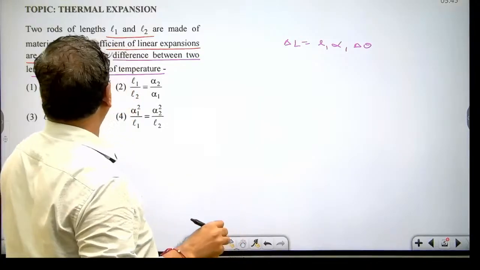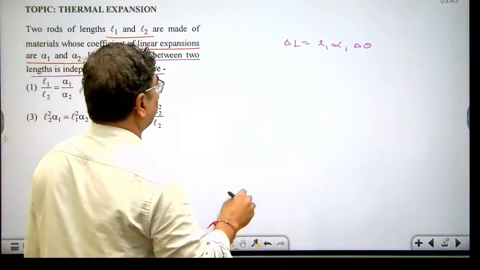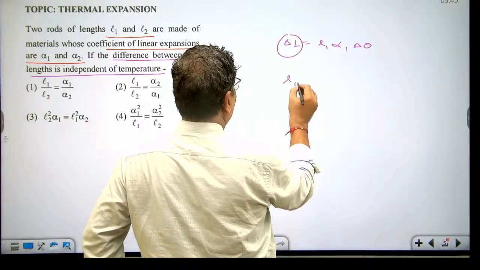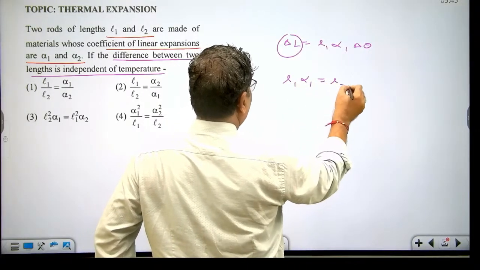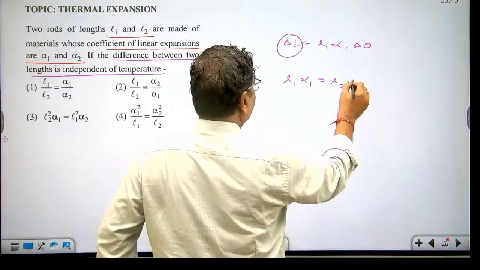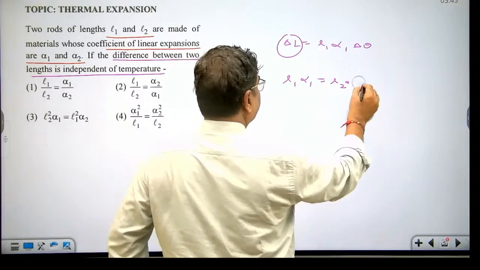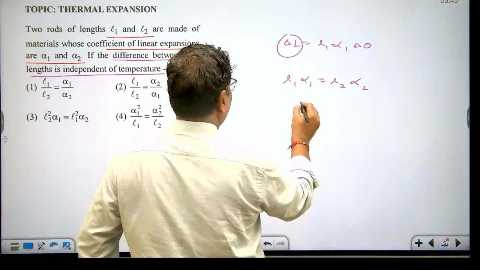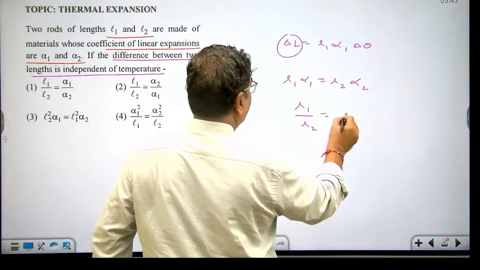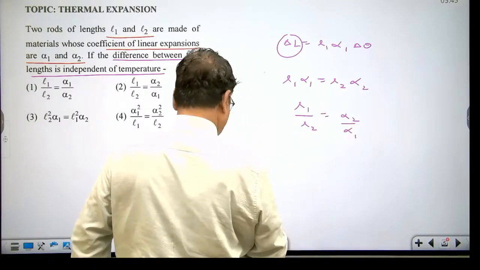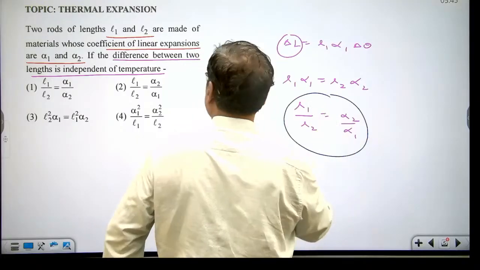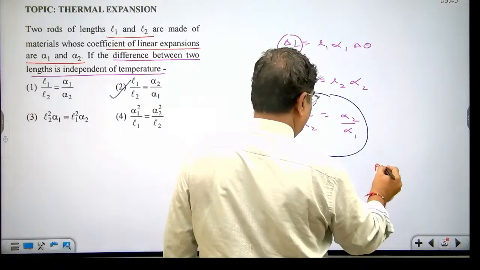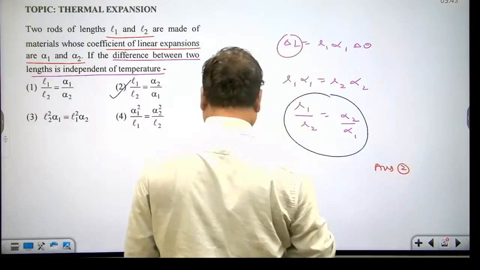If the difference between the two lengths is independent of temperature, it means the change in length must be the same. Okay, so L1 alpha 1 should be equal to L2 alpha 2. So L1 upon L2 must be equal to alpha 2 upon alpha 1. So out of 4 choices, the correct choice is option 2.